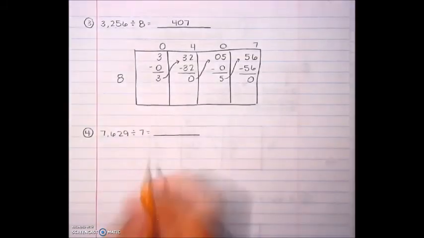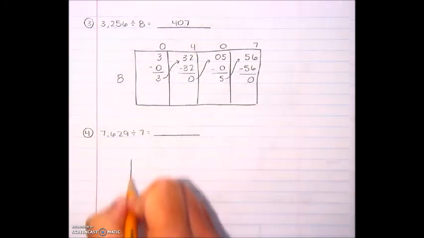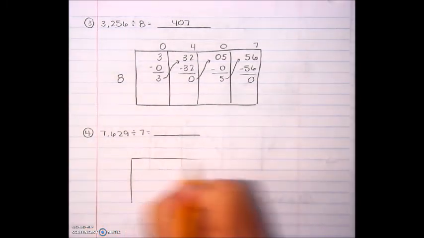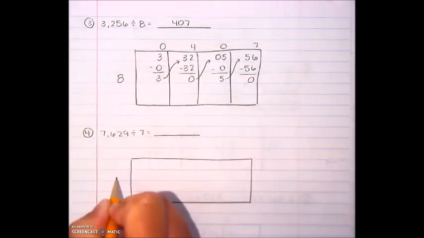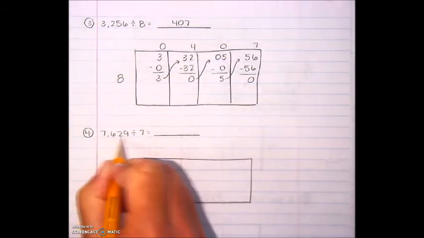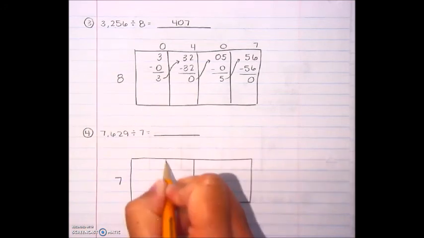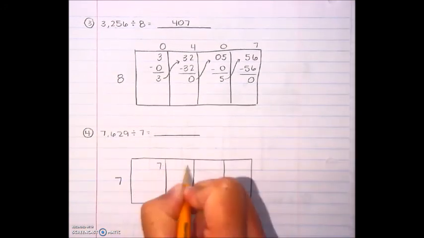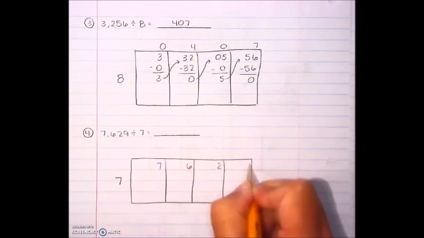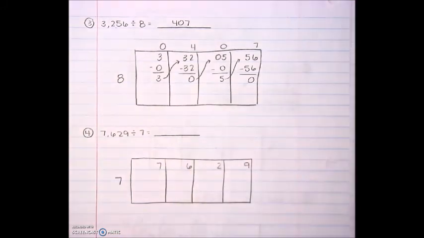So 7,629, you know by now, big rectangle in the middle. Divisor of 7 is going to go outside on the left. 4-digit dividend means 4 columns. I'm going to write the 7, 6, 2, and 9. Now we go box by box.